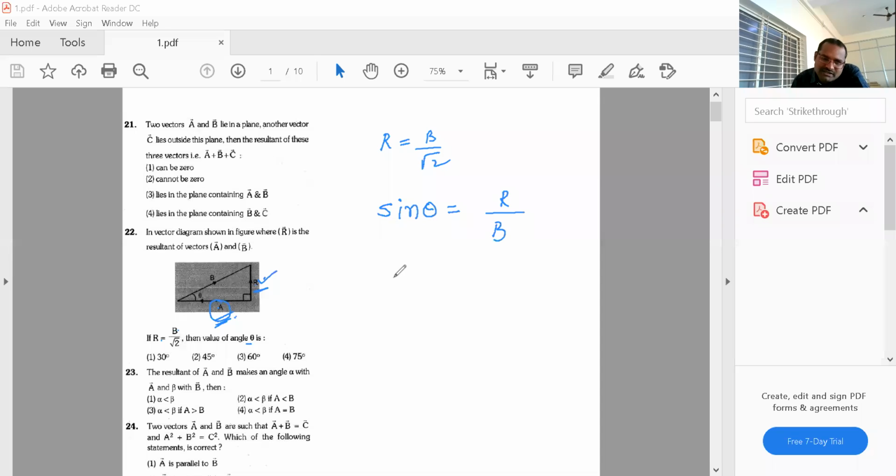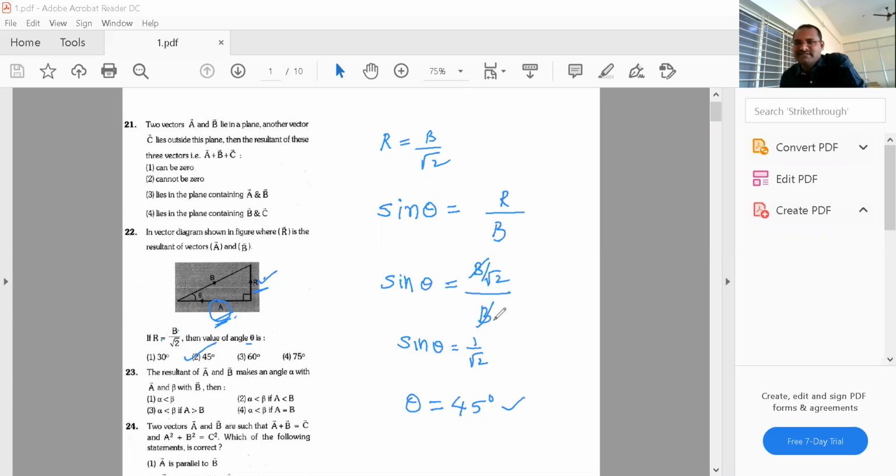So sin theta is equal to opposite side by hypotenuse. Opposite side is given, B by root 2. B by root 2 upon hypotenuse B, B cancels. What are you getting? Sin theta is equal to 1 by root 2. So sin theta value 1 by root 2, for what angle will you get? For an angle of 45 degrees. Clear? So the answer should be the second option, 45 degrees. Clearly understood, no? Okay?